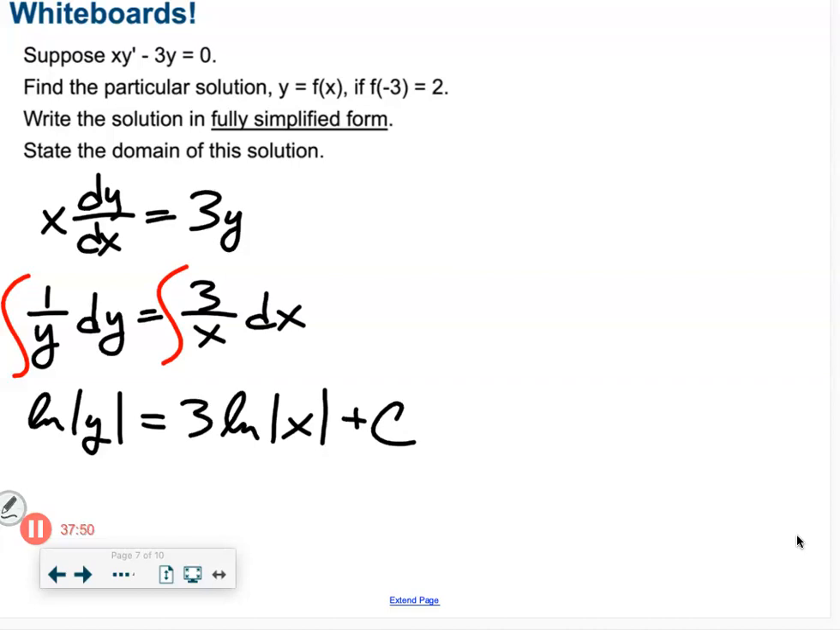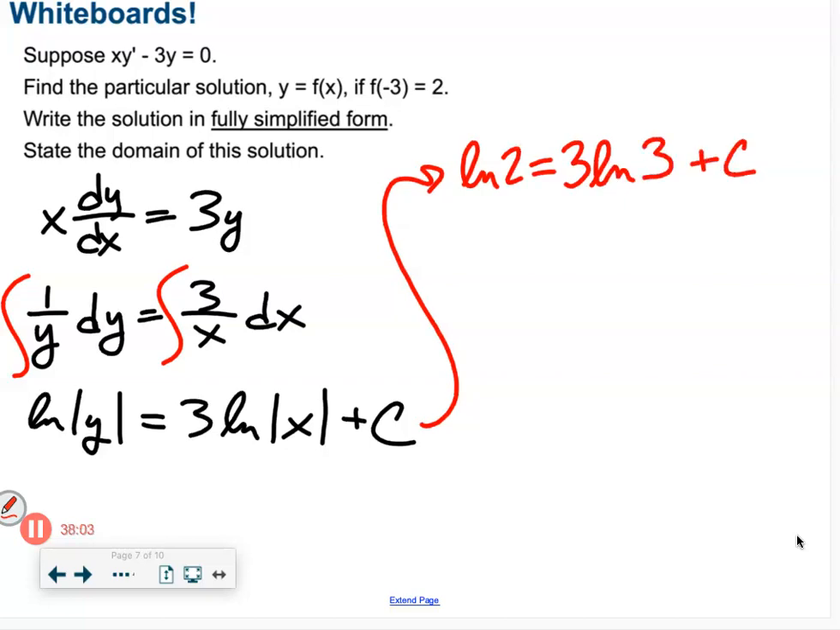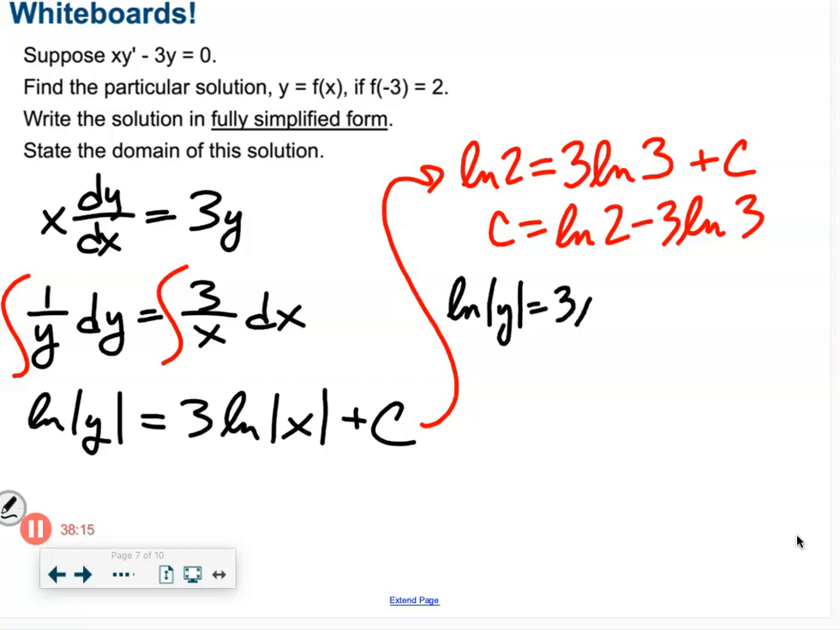So when I plug in the point, I have ln 2 equals 3 ln absolute value of negative 3 plus c. So c equals ln 2 minus 3 ln 3. So if I rewrite my function, I have ln absolute y equals 3 ln absolute x plus ln 2 minus 3 ln 3.